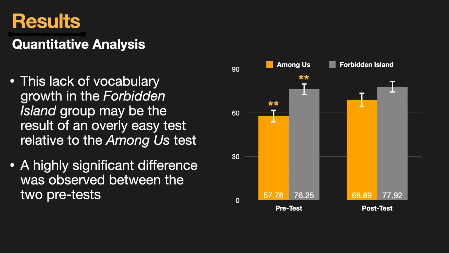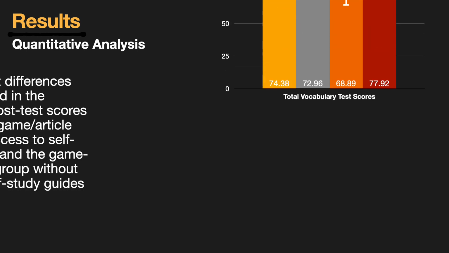Despite these tests being from the exact same class, there was a highly significant difference observed between the pre-test results, which have reliable statistical power despite the low sample size, potentially indicating that the Forbidden Island test may need to be rewritten and then retaken before reliable interpretations may be made.